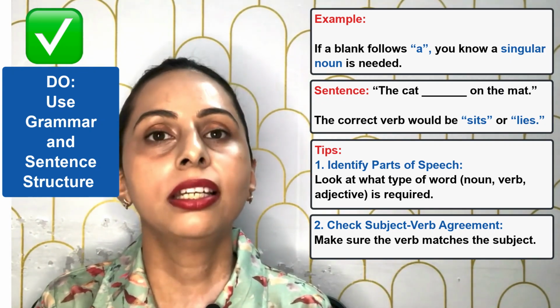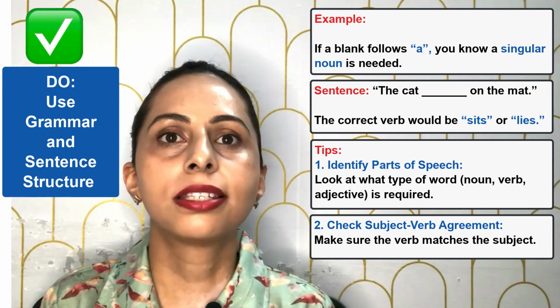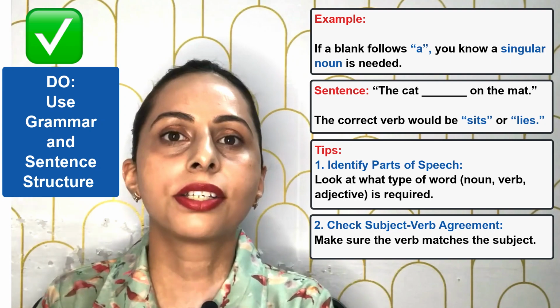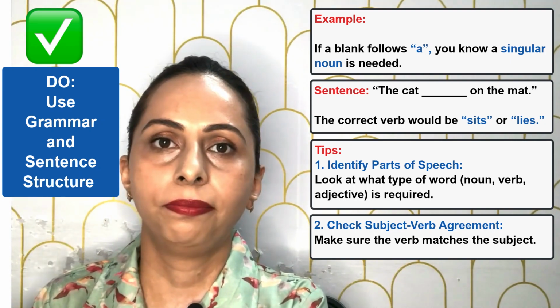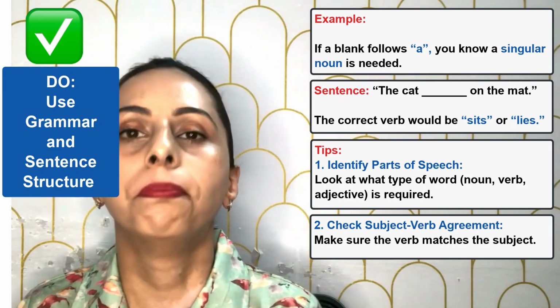Singular subject plus singular verb. I'll give you examples. The dog barks at strangers. Second is, she enjoys reading books.